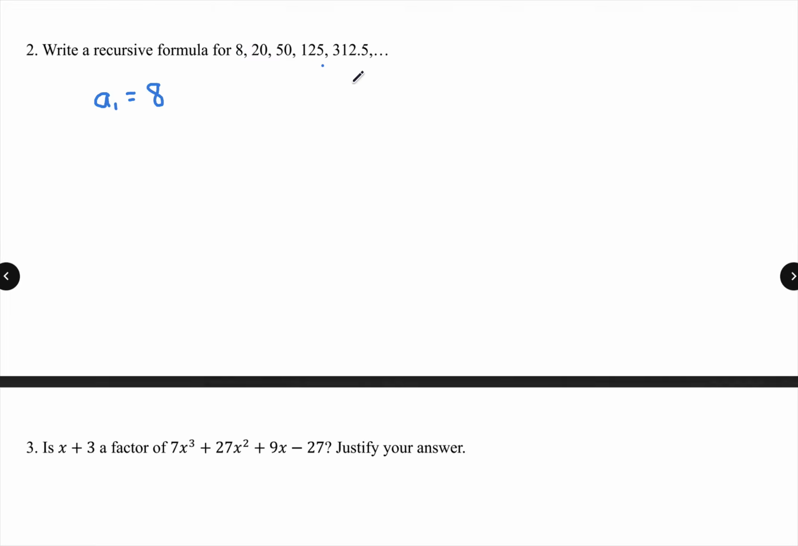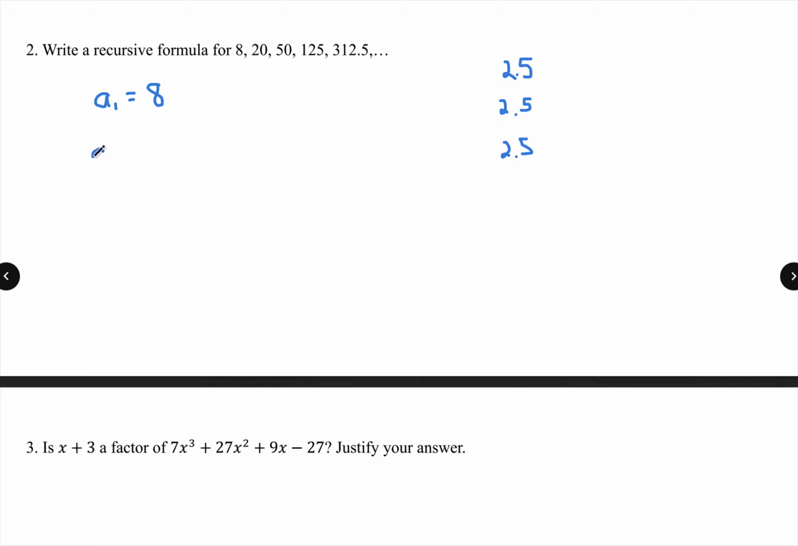And you want to figure out what the rate is as it's going up. An easy way to do this is to take the second one divided by the first one. If I do that, 20 divided by 8, I get 2.5. Let me just make sure. 50 divided by 20 is also 2.5. 125 divided by 50, 2.5. So you'll see it has a constant rate that it's being multiplied by each time. So that's going to be my r.